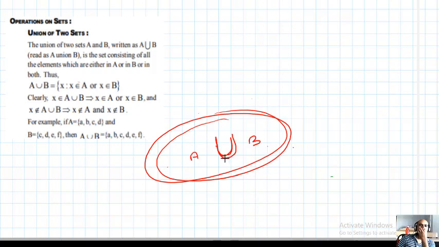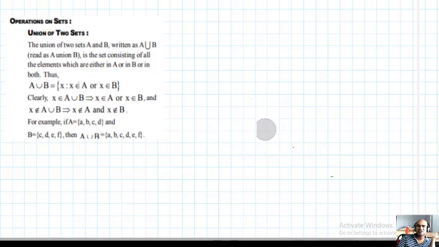Once again, students, A and B are two sets. We want to find A union B. A union B is a new set that contains the elements which are in A, in B, or in both A and B. First of all, I will explain through an example. After that, I will write the definition. Here A equals {1, 2, 3}, and B equals, for example, {2, 3, 7, 9}.